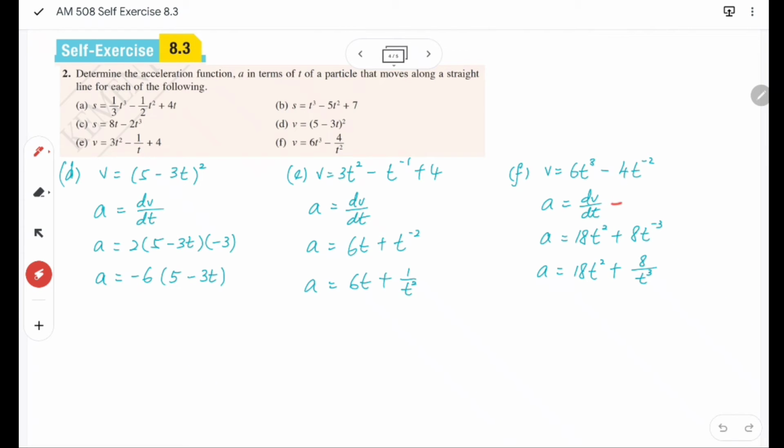So A is dv/dt. We do the first derivative for the function V. So we get A equals 18t squared, and then negative times negative, we get positive 8t to the power of negative 3, which is negative 2 minus 1. Then I don't want to write the index in negative form, therefore we make it into A equals 18t squared plus 8 over t cubed.